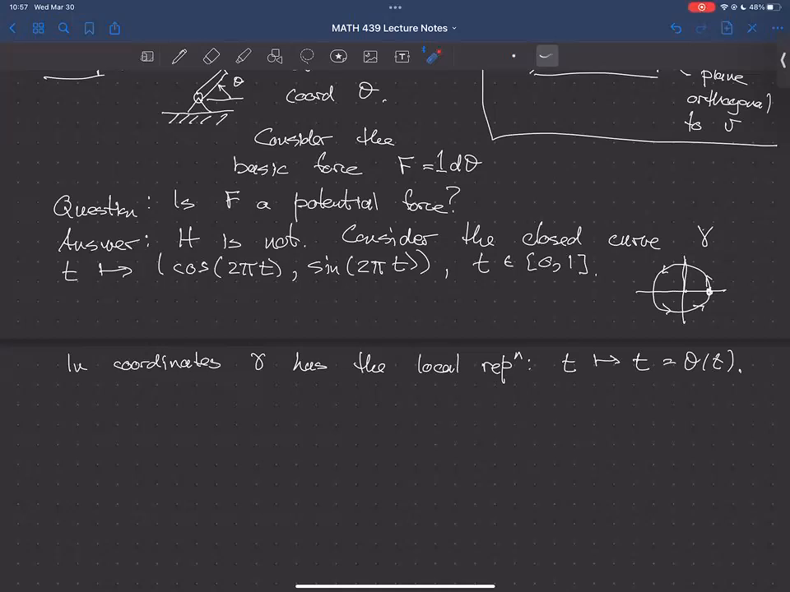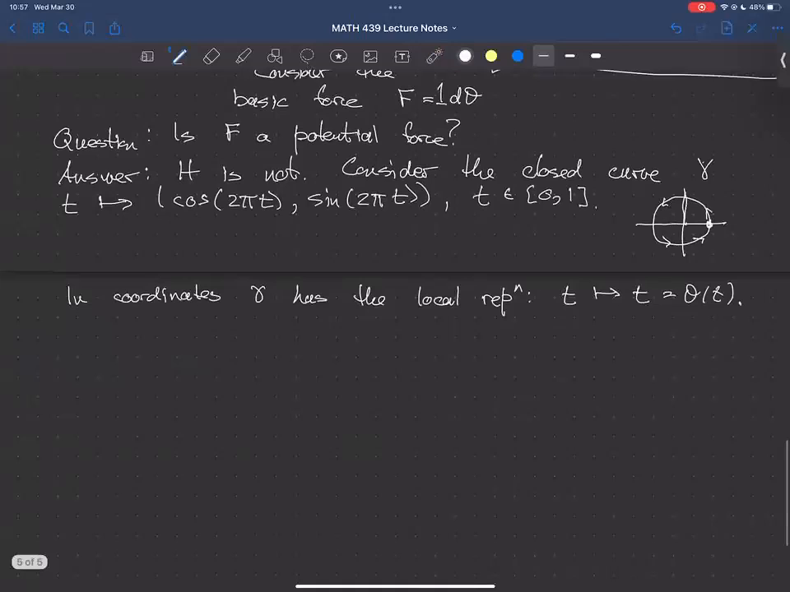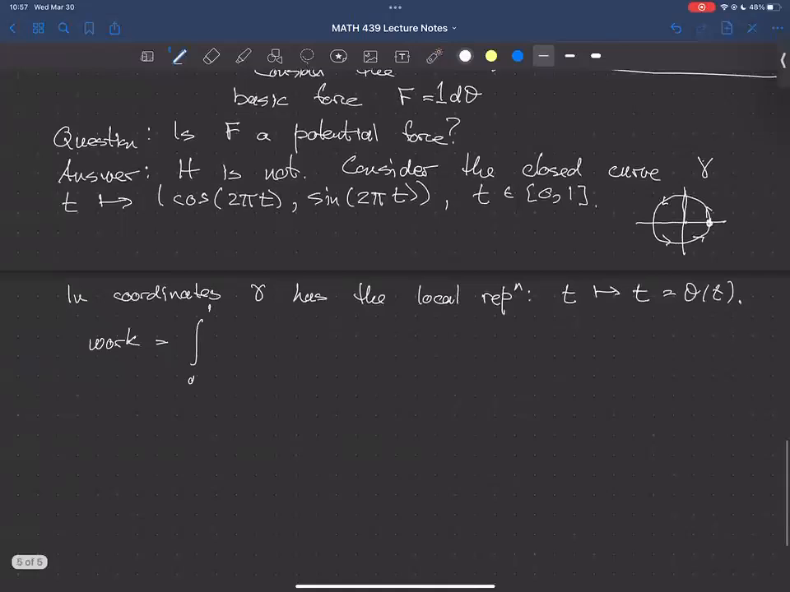Then what I want to do is calculate the work done by F along the curve gamma. The work is the integral from 0 to 1, over time, of F at gamma of t acting on the tangent vector gamma prime of t, dt. That's the general definition for the work done by a force along a curve. Now we're just going to plug in everything for the specific F and the specific gamma that we have.